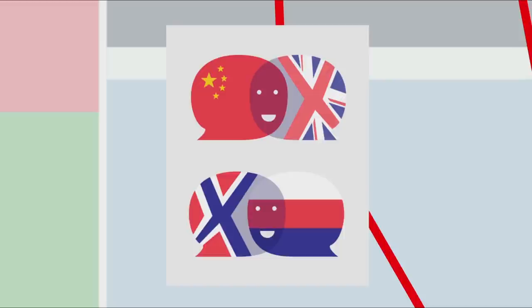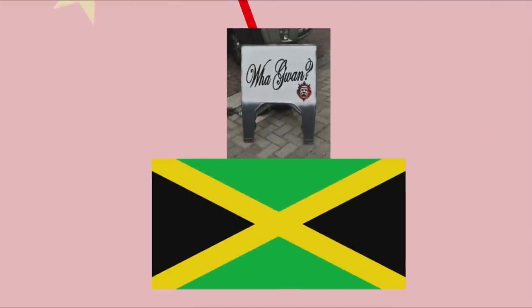Decreolization occurs when there is continued access to the superstrate language, and the Creole becomes more and more like the superstrate language. This is the case, for instance, with Jamaican Creole, which is generally referred to locally as Patois, and continues to acquire elements of English, its superstrate language.